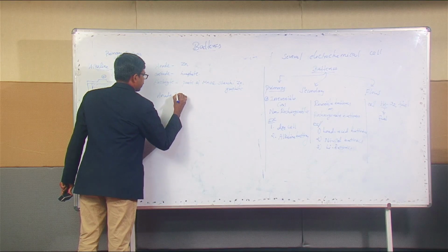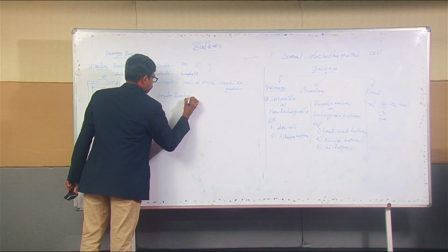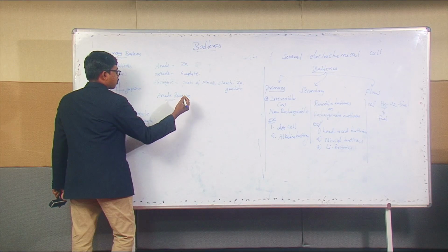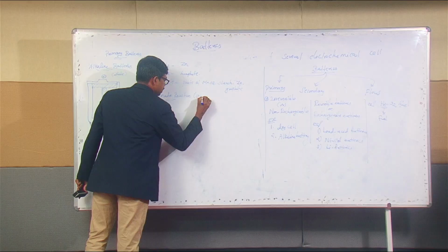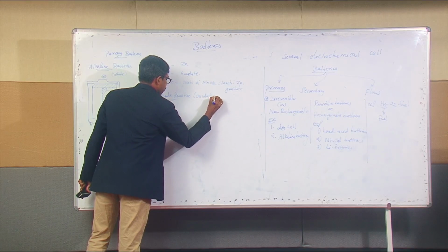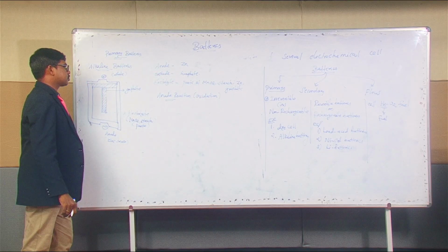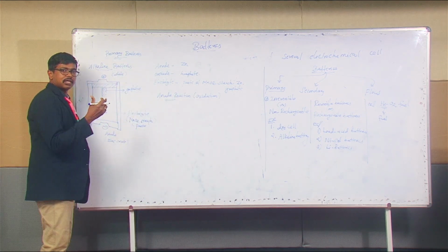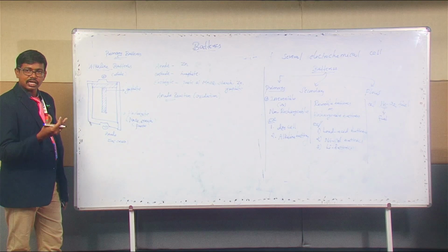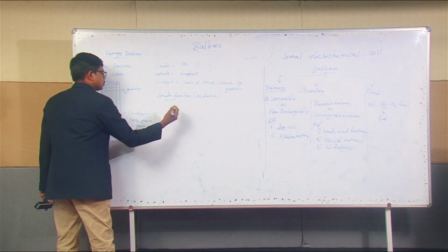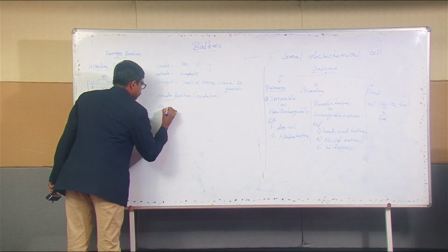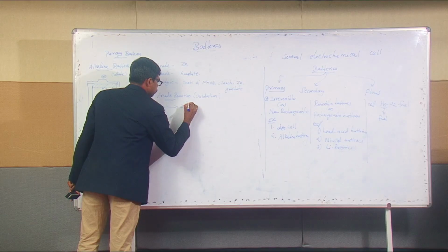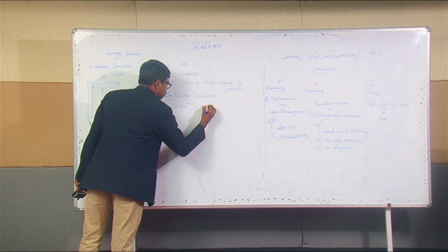The first one is the anode reaction. The anode compartment has zinc, so zinc gets oxidized. Oxidation always takes place at the anode. What is oxidation? Oxidation is the loss of electrons, and gain of electrons is called reduction. So zinc is oxidized by losing electrons to form Zn2+, releasing 2 electrons.